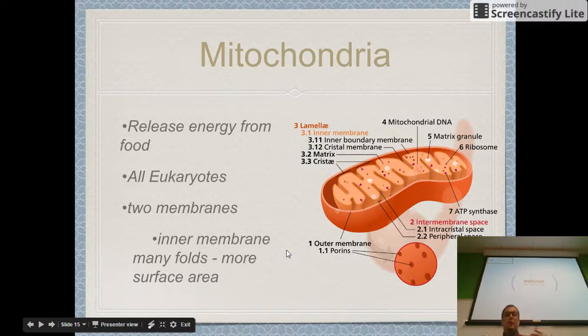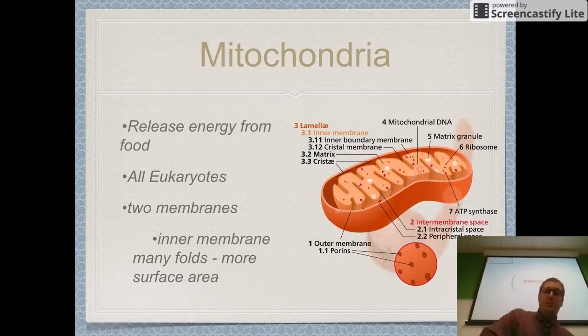Along with the chloroplast, though, you must have a mitochondria. All eukaryotic cells have a mitochondria, and this is what takes the sugar made from the chloroplast and makes energy with it. So it breaks down whatever sugar you've eaten, and it creates energy using that sugar in the form of ATP, adenosine triphosphate.